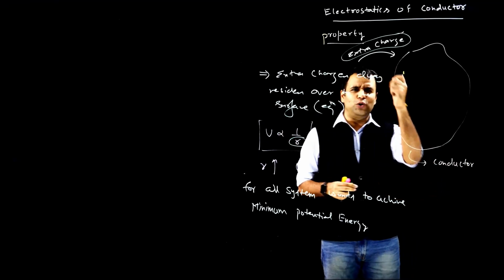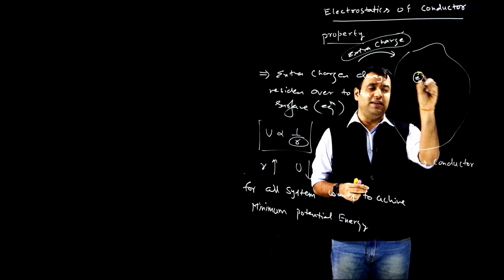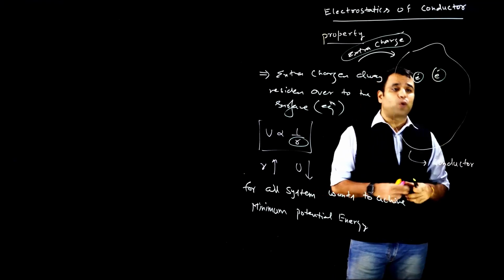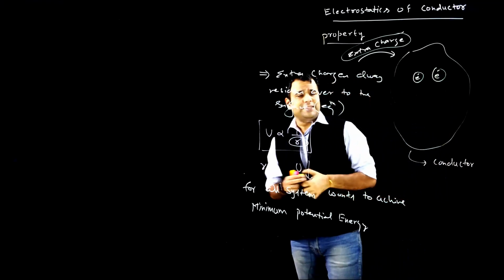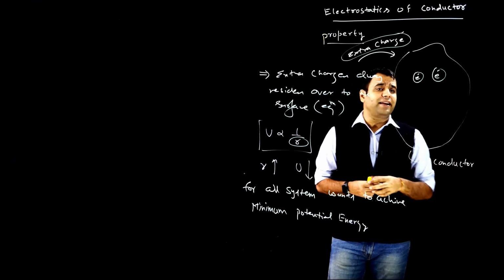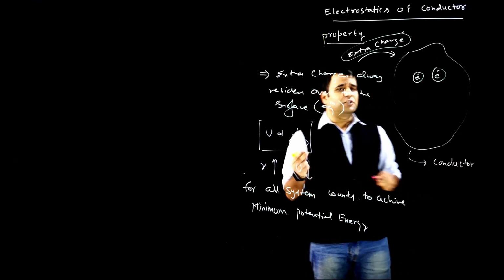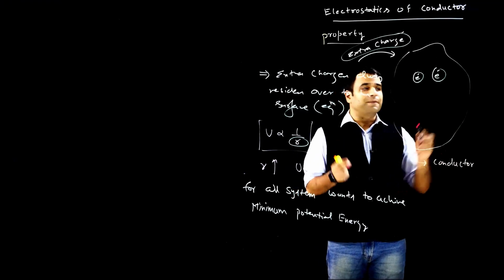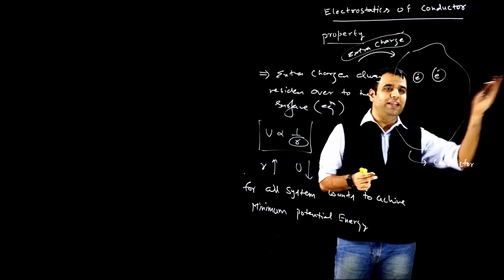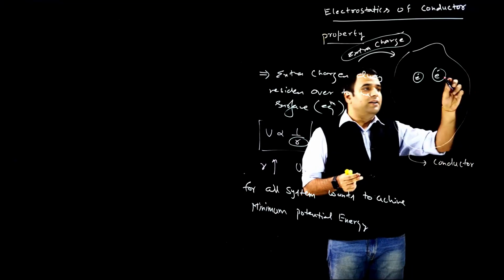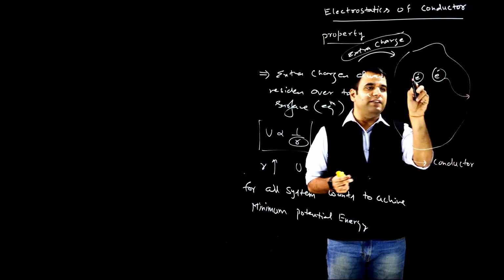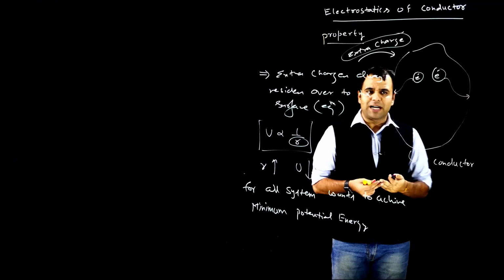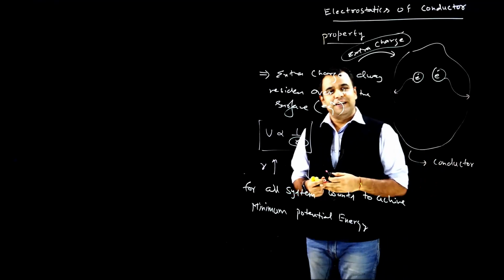Just talk about two electrons. If I'm providing two extra electrons to the system, due to the electric repulsive force, these two electrons will try to go as far away from each other as possible, and they cannot go into the air. What will happen? They will go to the respective surface. If you provide more charges, they'll also go to the surface. So that is the reason.